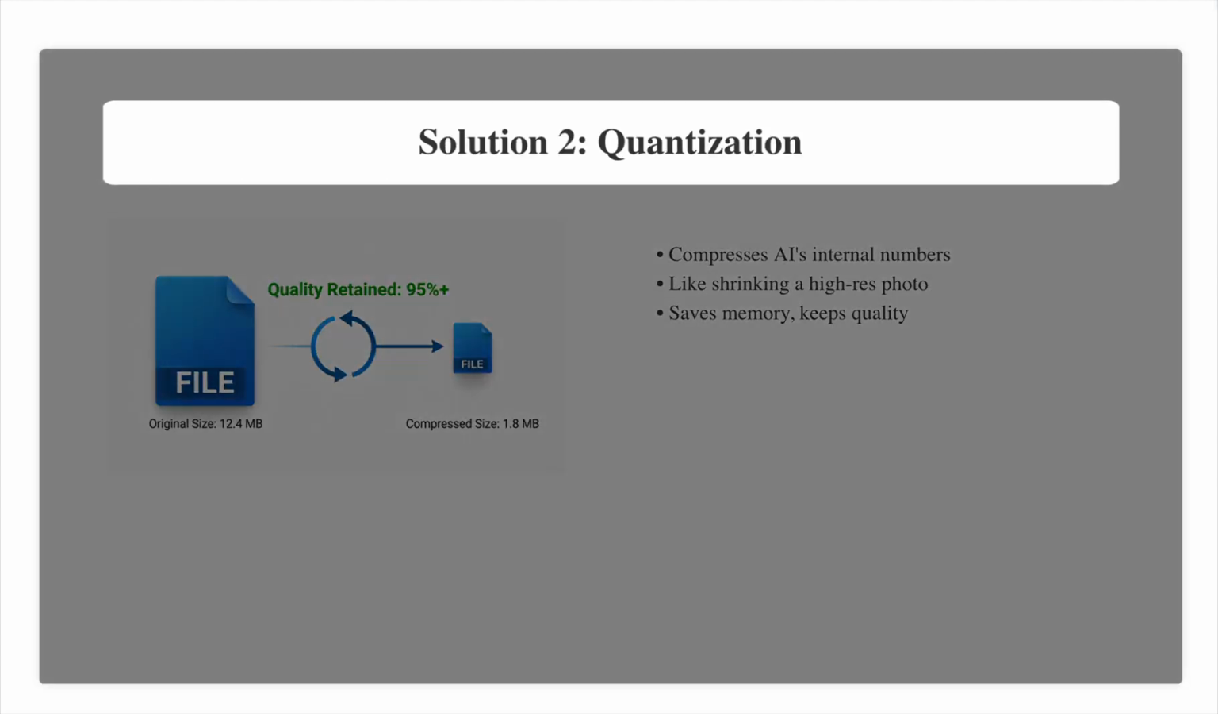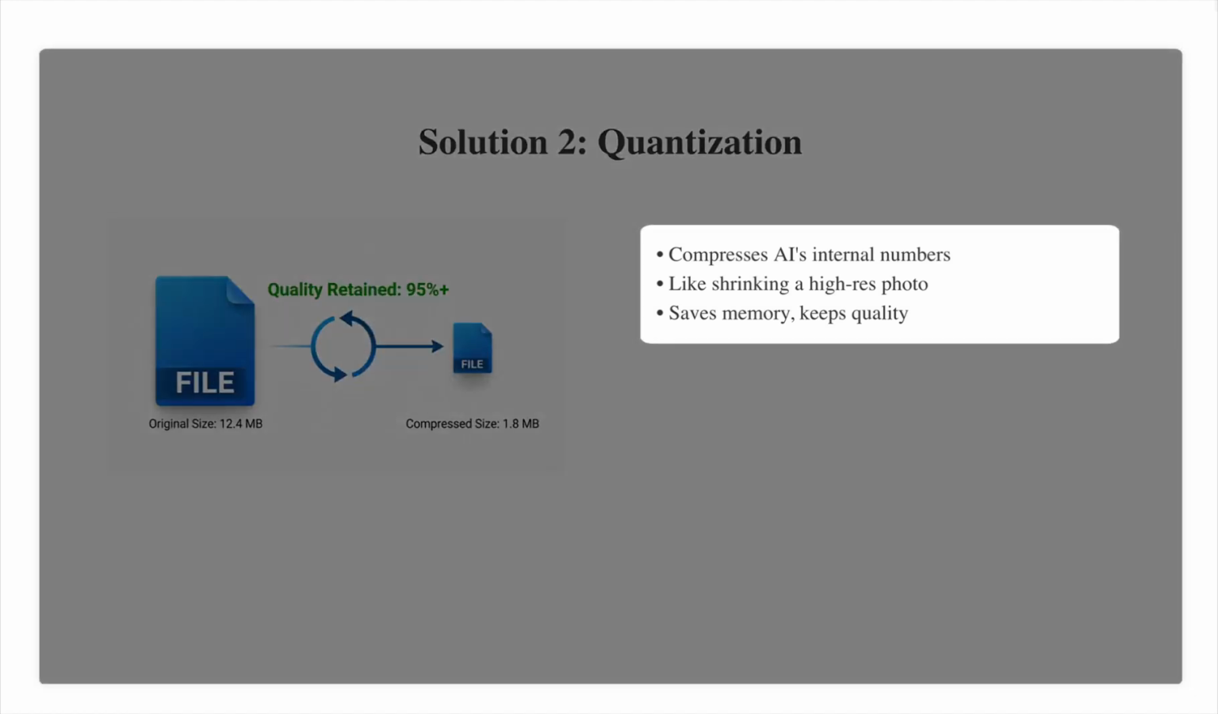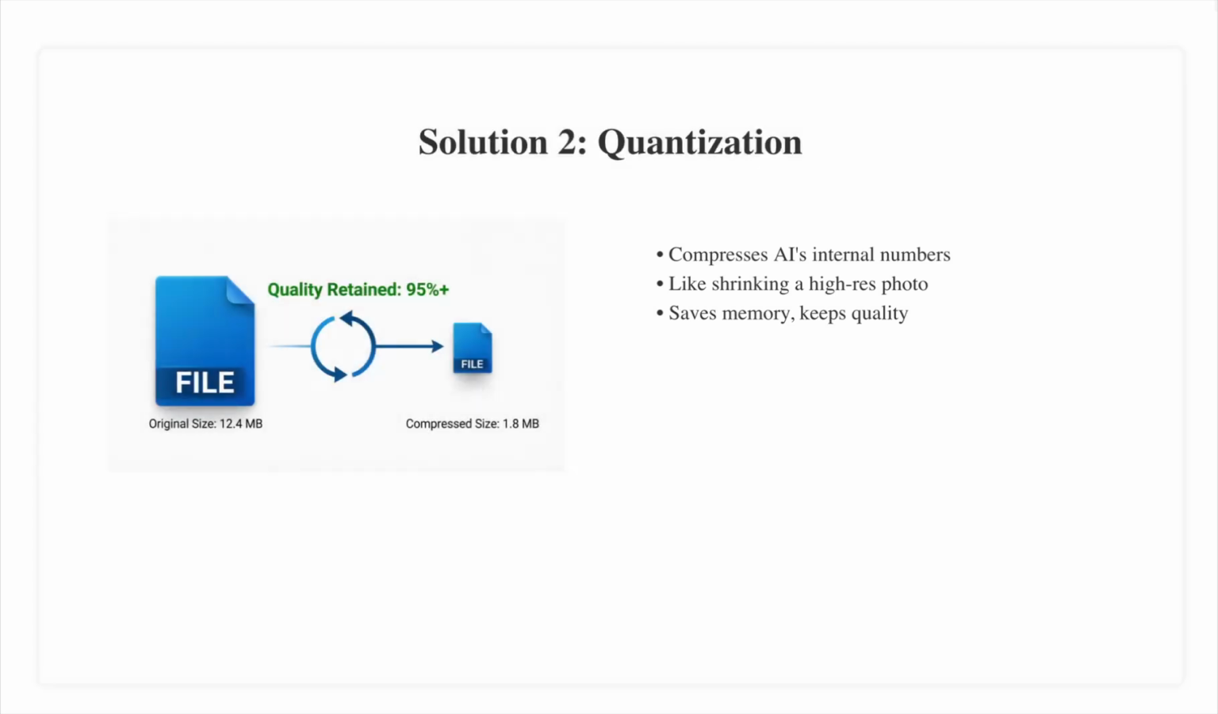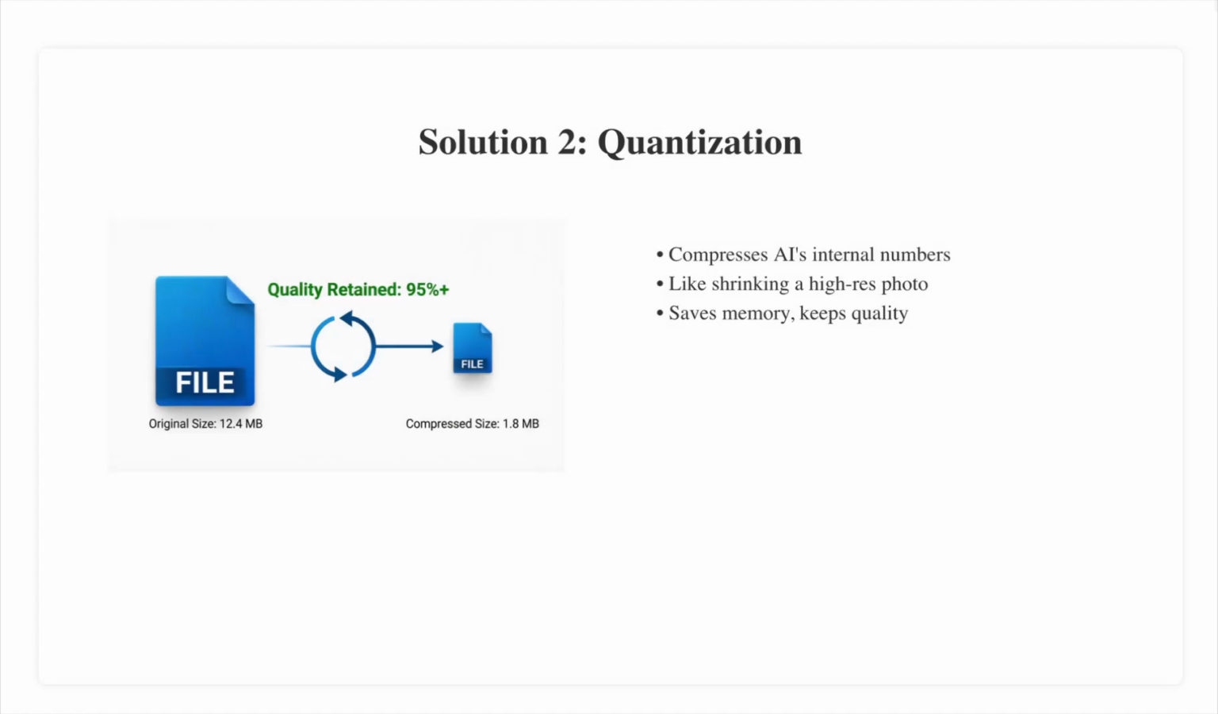As we saw with the first solution, context summarization helps reduce data. Now let's explore quantization, another powerful way to optimize AI memory. Quantization works by compressing the AI's internal numbers. Think of it like reducing the precision of calculations to save space. Imagine converting a high-resolution photo to a smaller file. You lose some detail, but the image stays mostly the same. That's exactly what quantization does for AI models. This saves a lot of memory while keeping most of the model's quality. It's a smart trade-off that makes AI faster and cheaper to run. So quantization is all about efficient compression, just like optimizing a photo for web use without losing too much clarity.